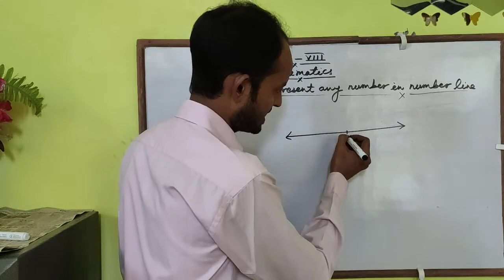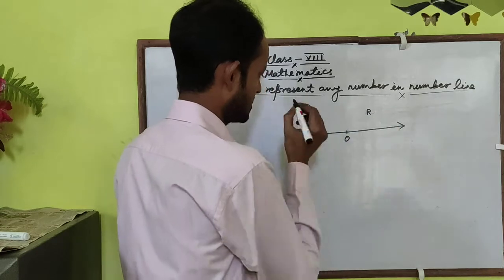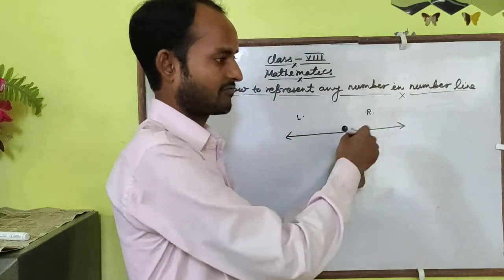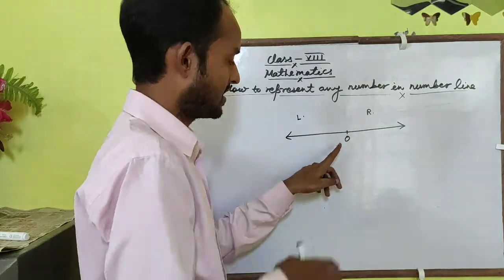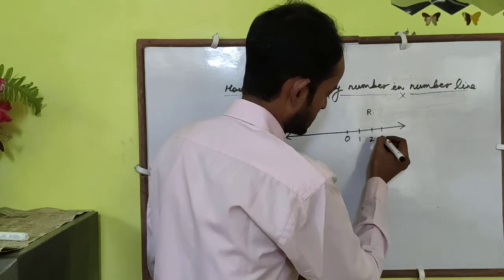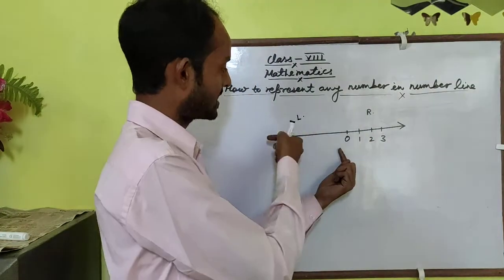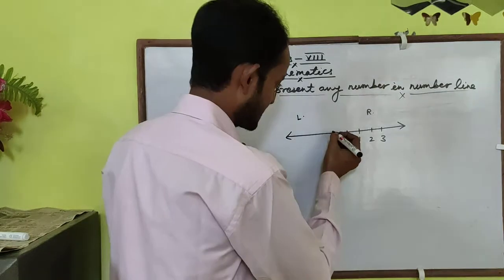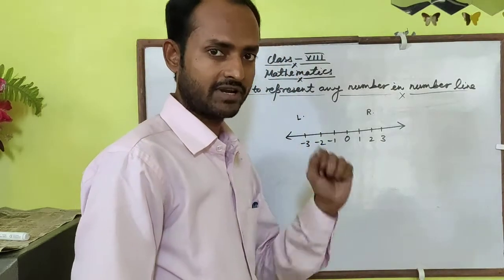Here in the middle we take 0. After that, this is left and this is right. If we go right from the 0, we take only positive integers or positive numbers. If we go from 0 to the right side, we take 1, 2, 3 and so on up to positive infinity. If we go left of the 0, then we always take negative numbers such as -1, -2, -3 up to minus infinity.